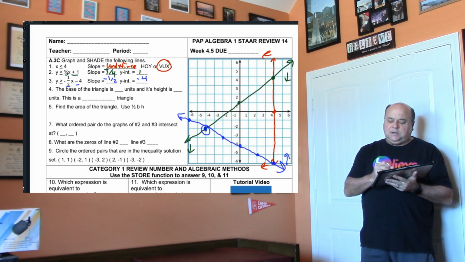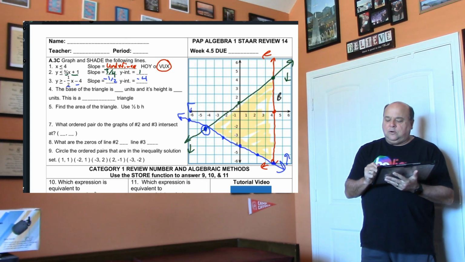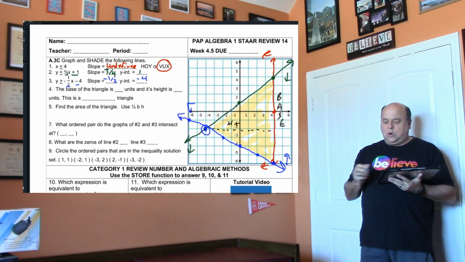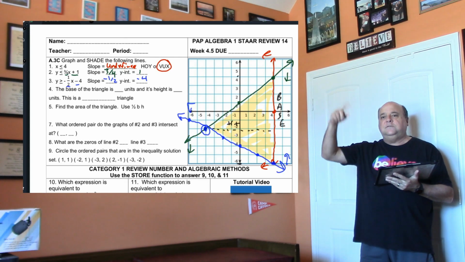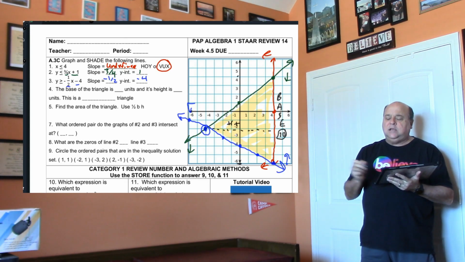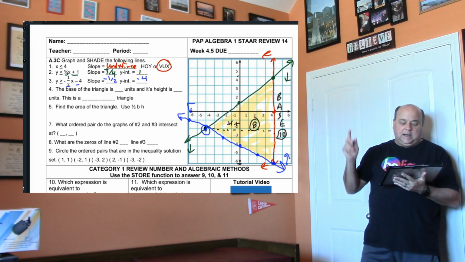And this line is going to be shaded up. Everything inside the triangle would work, okay? So everything in that triangle would work. This edge right here is the base. And from here down to here is your height. So our base goes from -6 to +4. -6 to +4 is going to be a length of 10. The height goes from -4 to 4. That's going to be 8. Okay, so our base is 10, our height's 8.